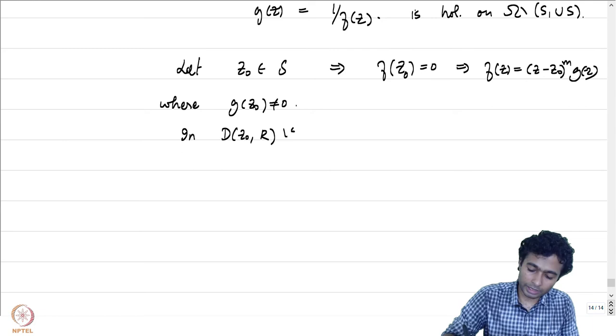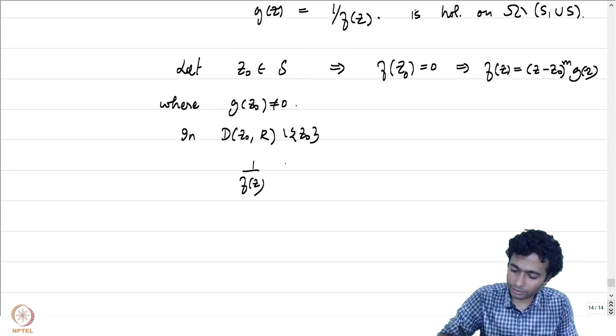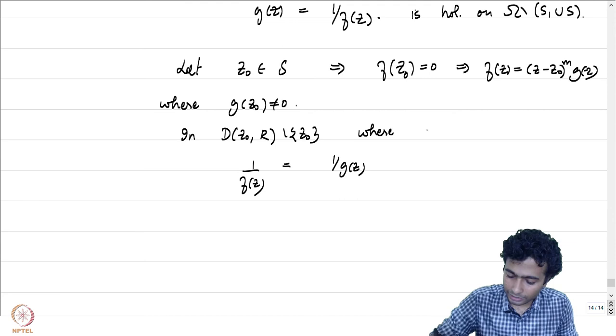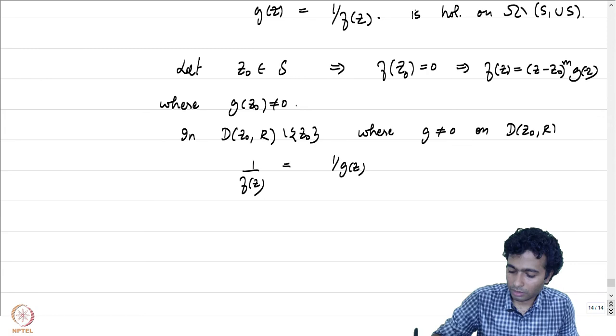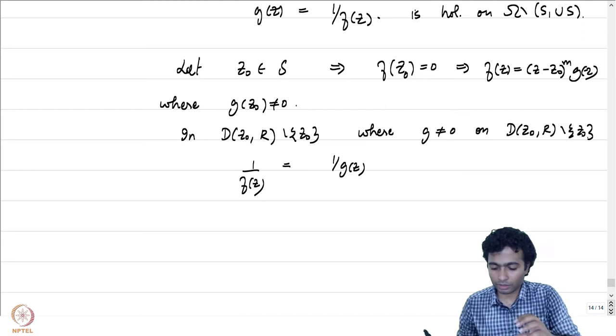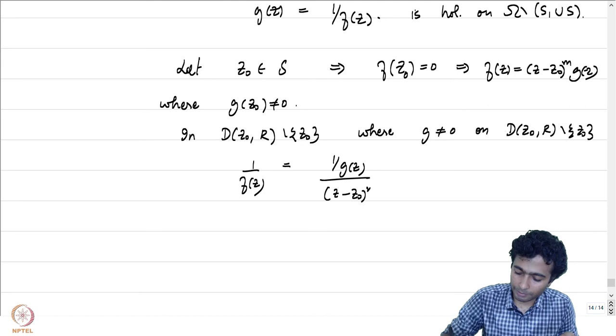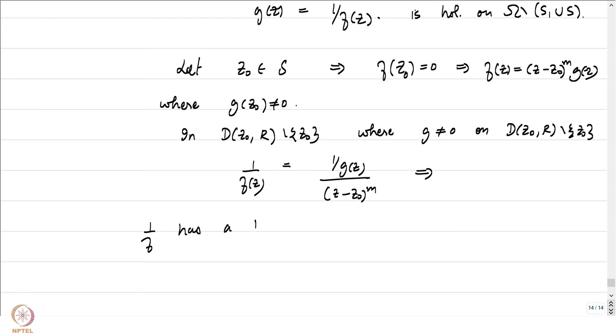We can say that 1 by f of z is going to be equal to 1 by g of z times 1 by z minus z0 to the power m. This r is picked so that it is having only z0 from the set S, and g does not vanish on D(z0, r) minus z0. Both these conditions are being imposed. By shrinking if needed, we can assume that this is the case. And by manipulating this, 1 by f tells us that 1 by f has a pole of order m, where m is the order of the zero of f at z0.